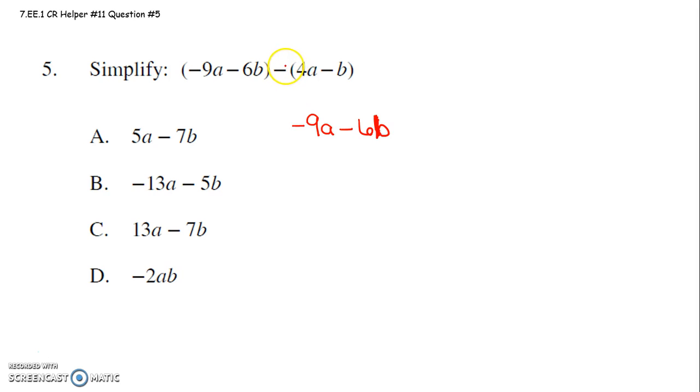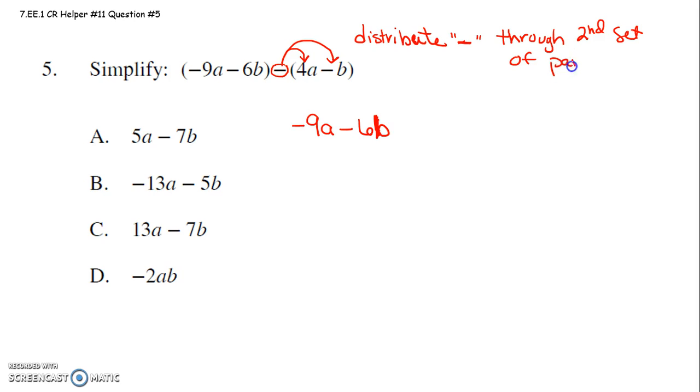But now we have to look here. We actually have to distribute a negative through that second set of parentheses. And so that's what I'm going to do. So when I distribute this negative, minus 4a, I have to write as a minus 4a.